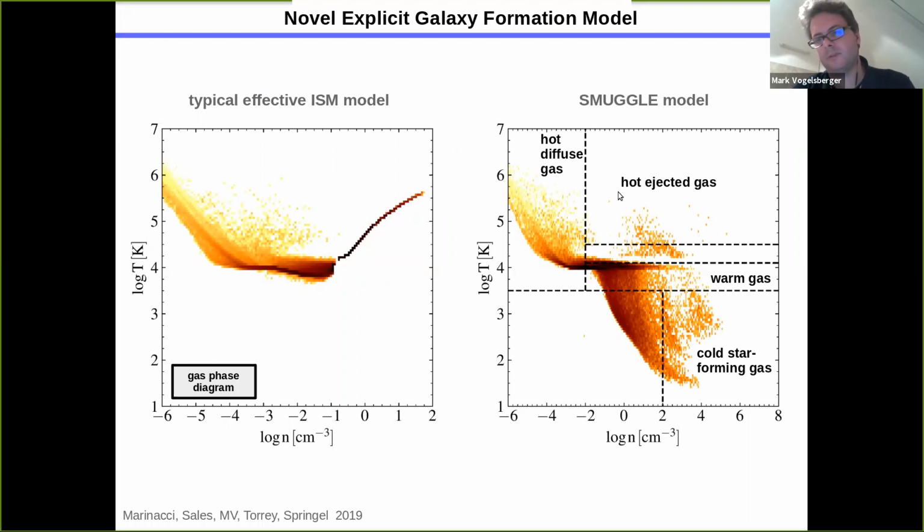So that's now very different in this new model, where you now can have cold star-forming gas, warm gas, hot ejected gas, and so on and so forth. Yeah, so the phase structure is much richer and also, of course, much more realistic, because we know that that's not a realistic phase diagram of the ISM.